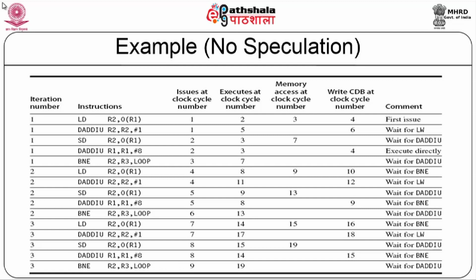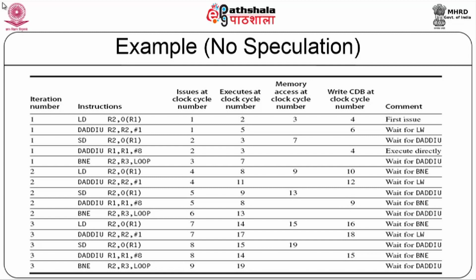In the first clock cycle you have the load instruction being issued, and along with that you also have the increment instruction, or DAD-IU instruction, being issued. So both of them are issued in the first clock cycle. The execution of the load instruction happens in 2 and 3, and the write result, where the result is written onto your CDB, happens in the 4th clock cycle.